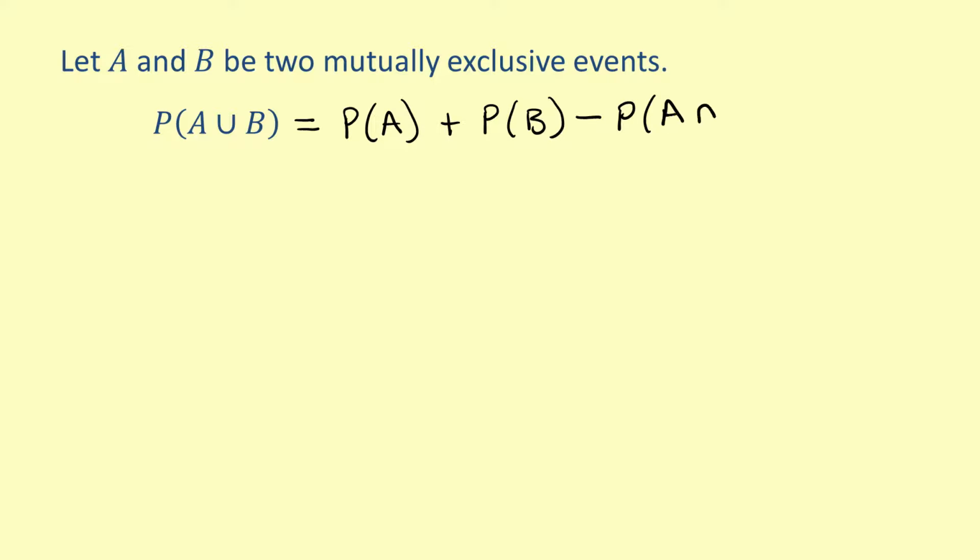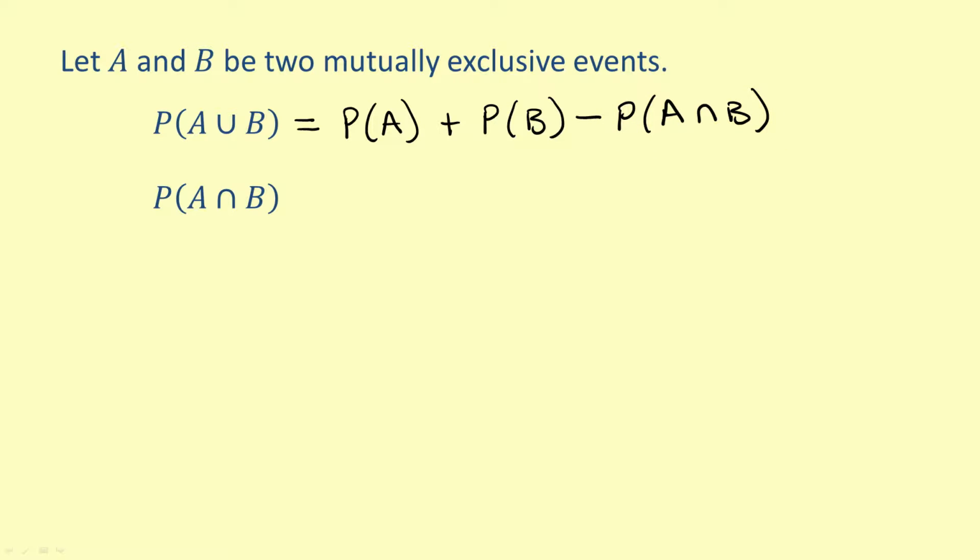Let's say that events A and B are mutually exclusive and consider the probability that event A or event B occurs. This is the probability of A or B, or the probability of the union of the events A and B. In general, that probability is the sum of the probability that A occurs plus the probability that B occurs minus the probability that both A and B occur. This last term is the probability of the intersection of the two events A and B.